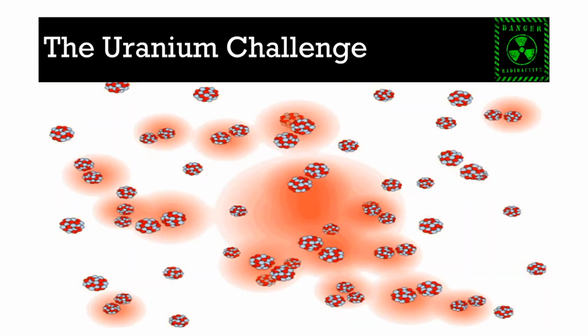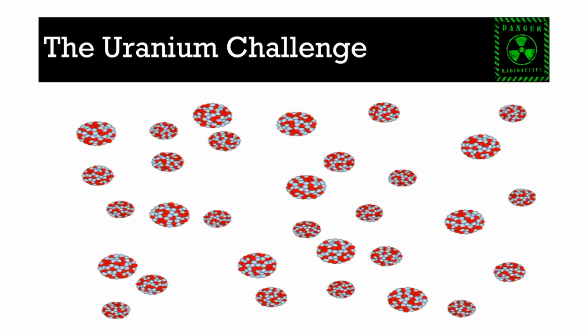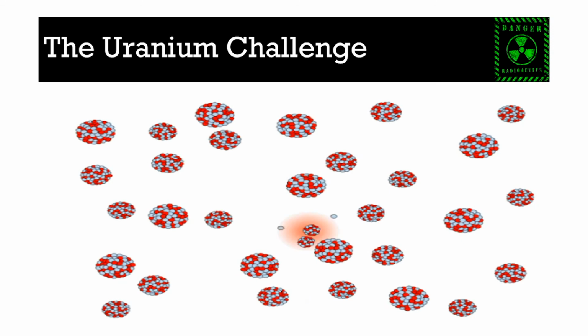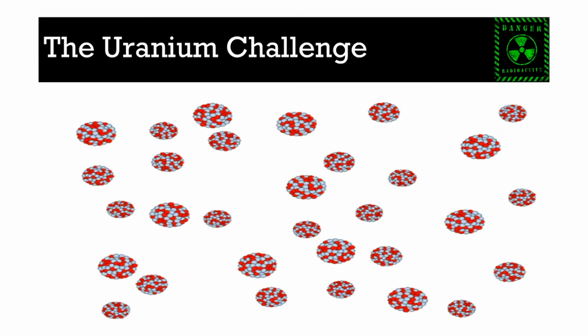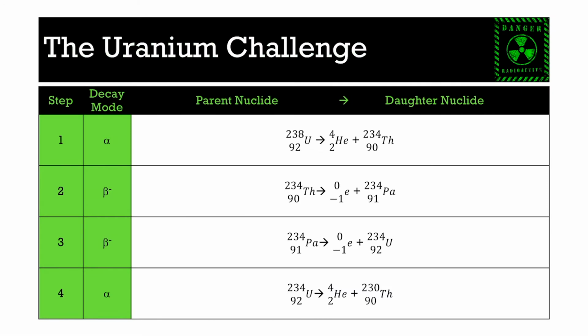So in order for uranium to break down into a stable nucleus, it needs to go through 14 different decay processes. So that's what we're going to work on. We're going to work through all 14 of those decay processes. So I started it off for you, and we are starting with uranium-238.